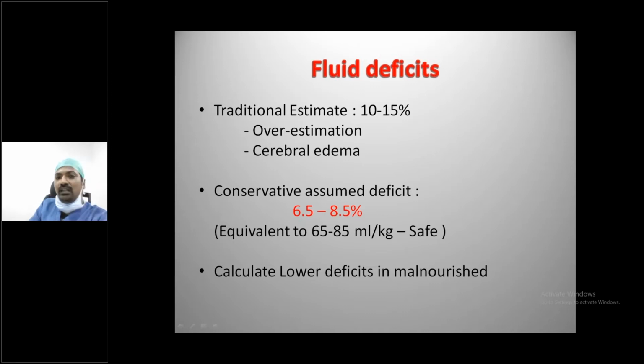But nowadays, the recent data has reduced this range to an assumed deficit of 6.5 to 8.5% dehydration. So, when estimating deficits in a child with DKA, please calculate according to this 6.5 to 8.5% deficit. Include in your fluid calculation the deficit of 6.5 to 8.5%, equivalent to 65 to 85 ml per kilo, which is a safe range of estimation of fluid deficit. Always calculate lower fluid deficits, that is 6.5 or 5%, in malnourished children, because they are at risk of hypoglycemia and dyselectrolytemia because of excess fluid administration.